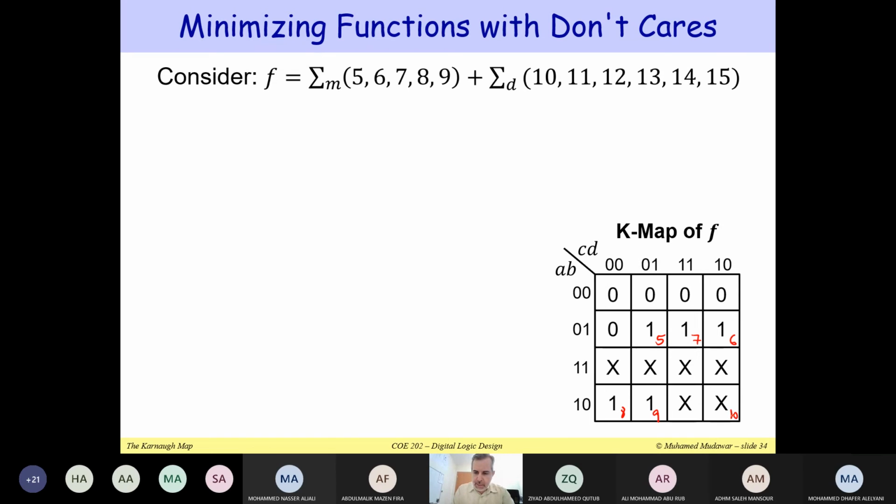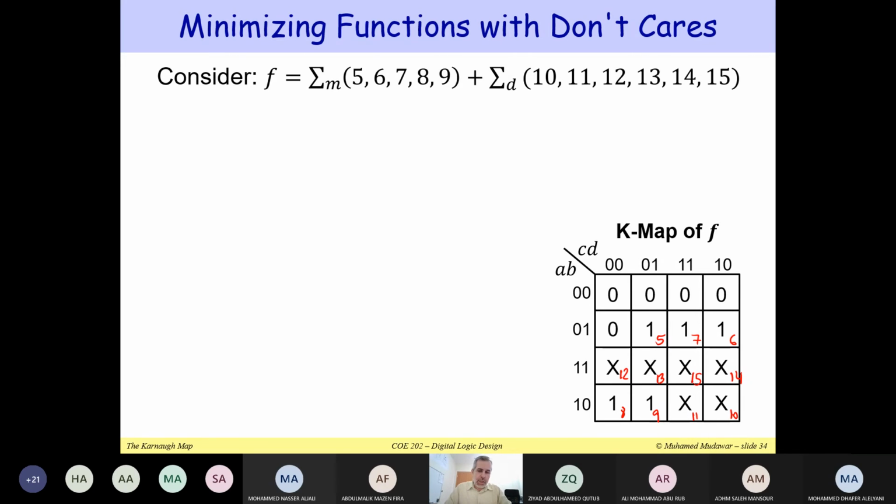This is 10. This is 11. This is 12, 13, 14, and 15. So these are don't cares. From 10 to 15, it is a don't care. We have a choice, so we have to show the don't cares inside the Karnaugh map when I would like to minimize this function. It's very important to show the don't cares. Right. So in order to minimize, I have to find the prime implicants and the essential prime implicants.